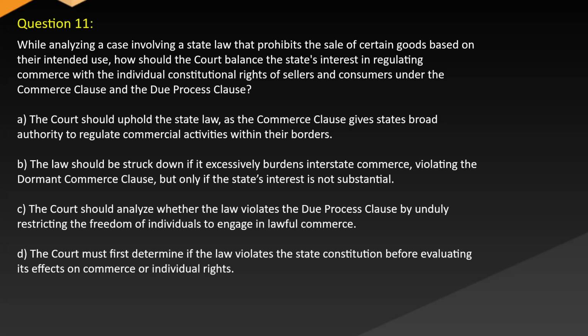Question 11. While analyzing a case involving a state law that prohibits the sale of certain goods based on their intended use, how should the court balance the state's interest in regulating commerce with the individual constitutional rights of sellers and consumers under the Commerce Clause and the Due Process Clause? A. The court should uphold the state law, as the Commerce Clause gives states broad authority to regulate commercial activities within their borders. B. The law should be struck down if it excessively burdens interstate commerce, violating the Dormant Commerce Clause, but only if the state's interest is not substantial.